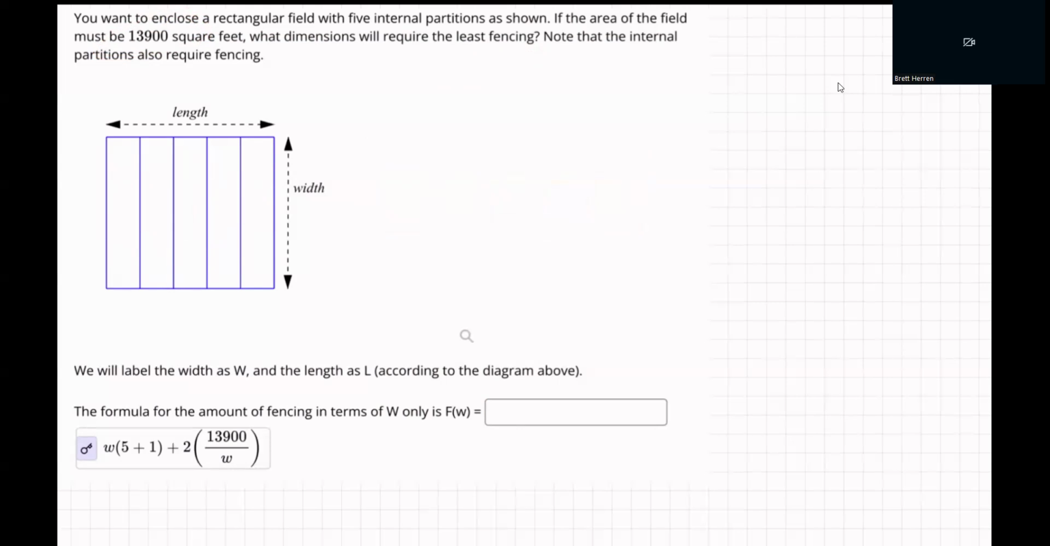So how do we do this? Well, it says we'll label the width W and the length L according to the diagram above. So this is the length L, and this is the width W. And then it says the formula for the amount of fencing in terms of W only is, boom, okay.